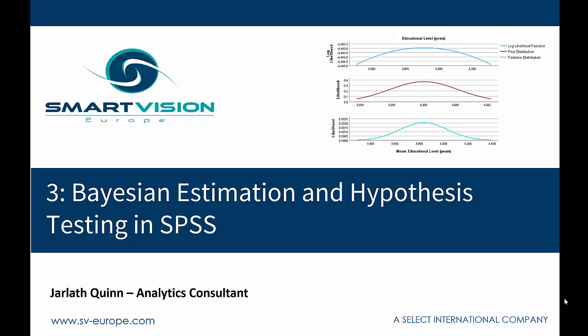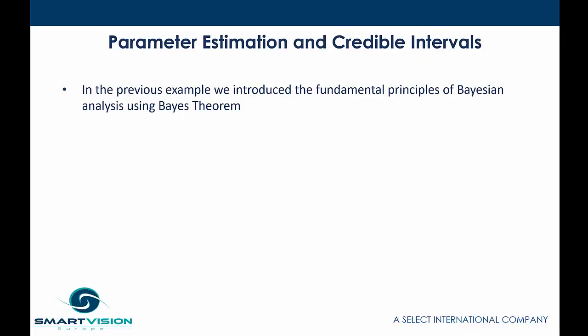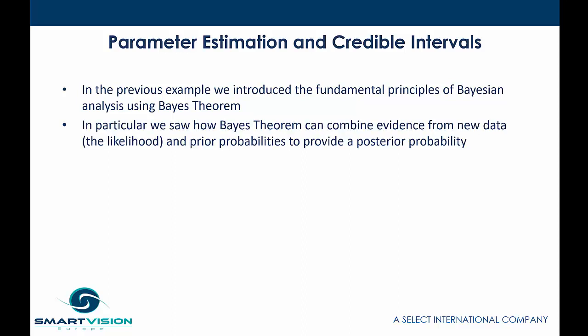This is part 3 of our video series looking at Bayesian statistical analysis in SPSS. In this section we're going to be looking at parameter estimation Bayesian style and also the Bayesian equivalent of a frequentist hypothesis test. Now to begin with, we're going to look at parameter estimation and introduce the idea of credible intervals. In the previous example we introduced the fundamental principles of Bayesian analysis using Bayes' theorem.